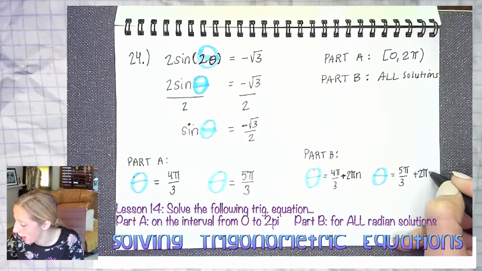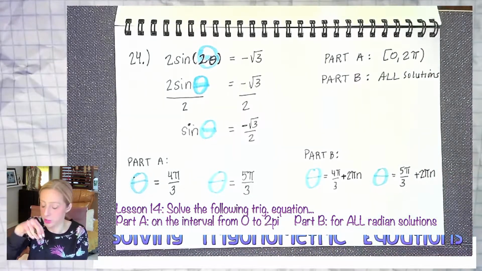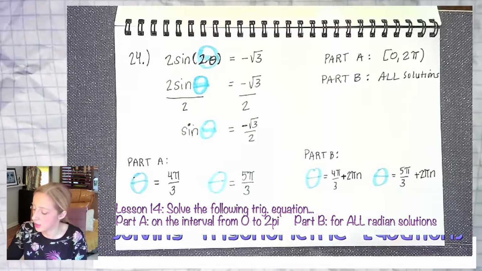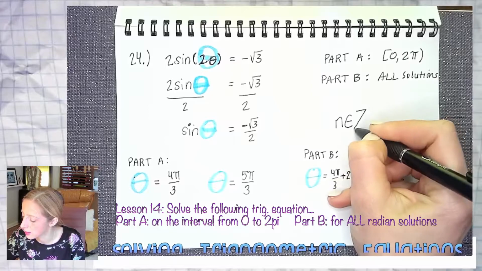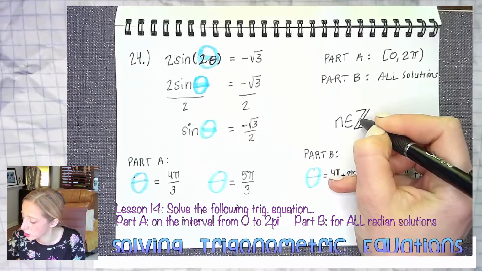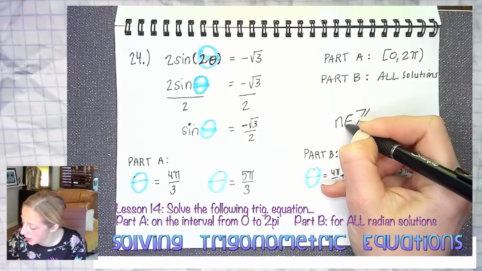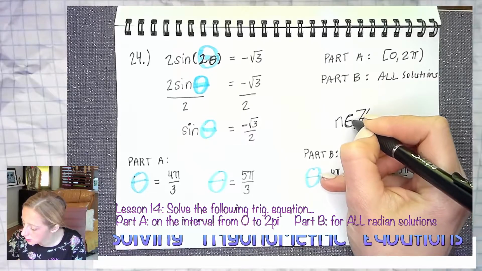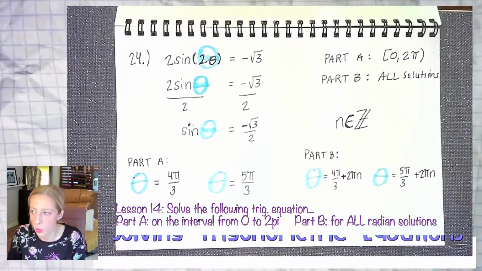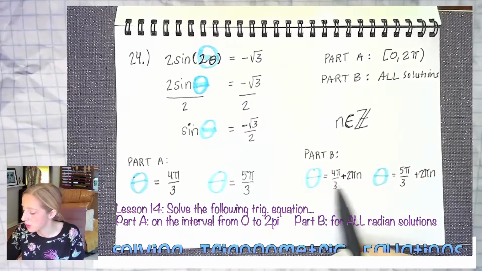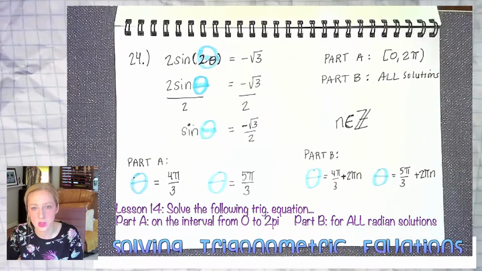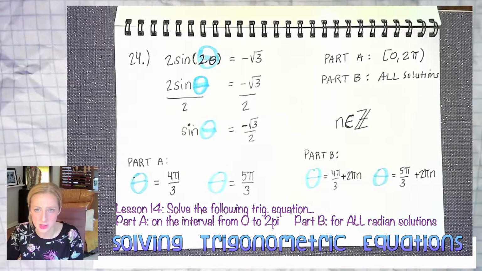And 2 pi represents one full loop around the circle. And n, up here I'm going to put the little note, n is an element in the set of integers. So it means that n represents a number like 0, 1, 2, 3, or -1, -2, -3. So now these are what we call general solutions, or it found us all our solutions.